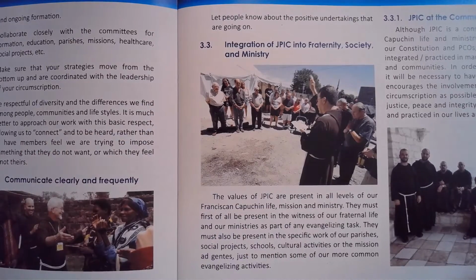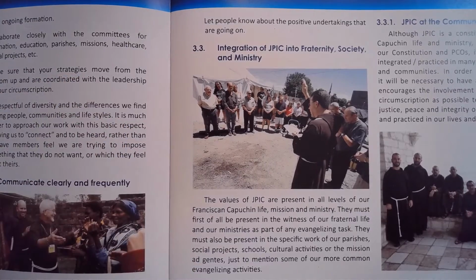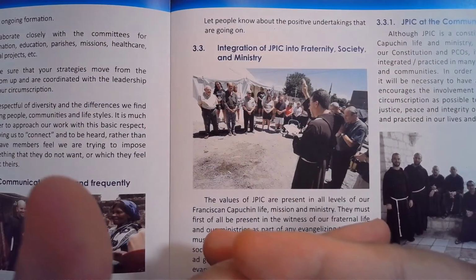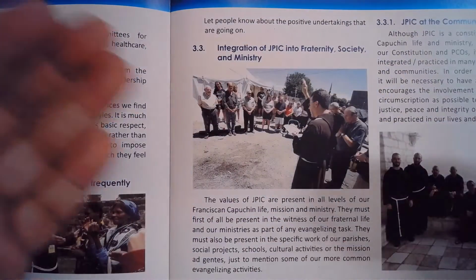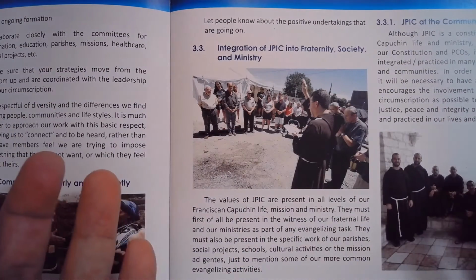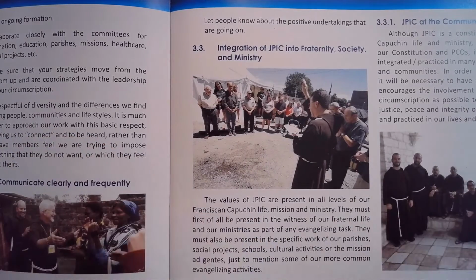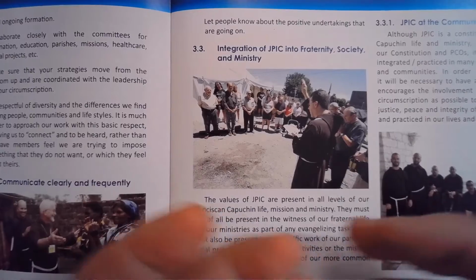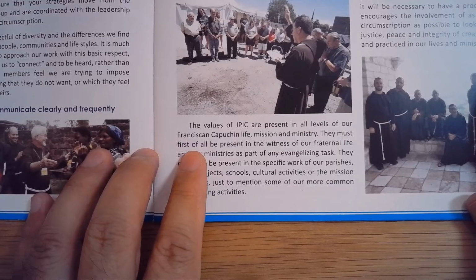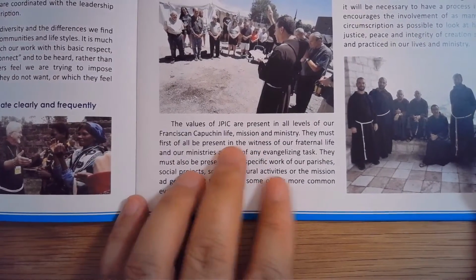And then finally, we have 3.3, integration of JPIC into fraternity, society, and ministry. So here, our JPIC work should involve the fraternity, the society, especially government officials and benefactors, and also the different ministries that are available in our work, in our Capuchin charism. For example, the school, the parishes, the missions, everything. It says here the values of JPIC are present in all levels of our Franciscan Capuchin life. It's transversal, mission and ministry.